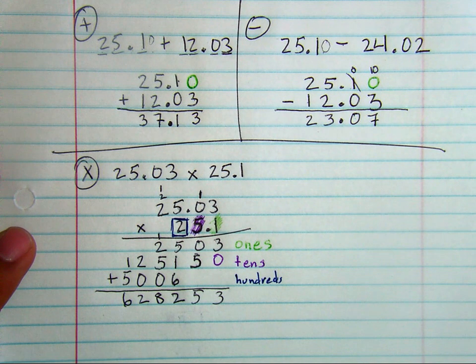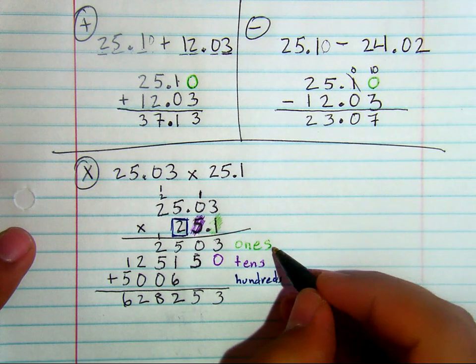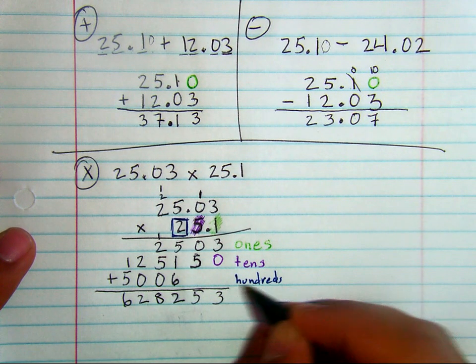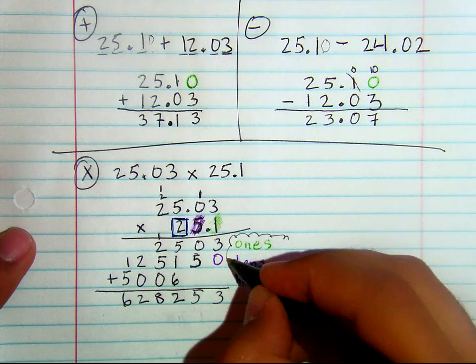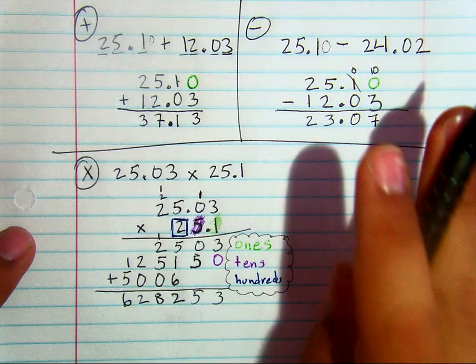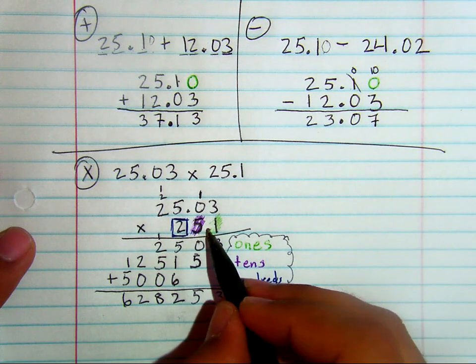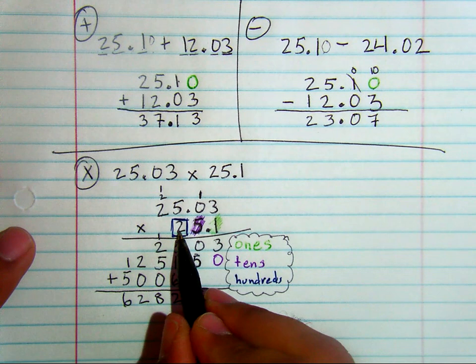Now here's where the decimals come in, and this is where calling this the ones place, the tens place, the hundreds place, that's where I can see how some of you might be thinking, but that's not the ones place, that's the tenths place. Right. With the decimal there, this is the tenths place, this is the ones place, this is the tens place.